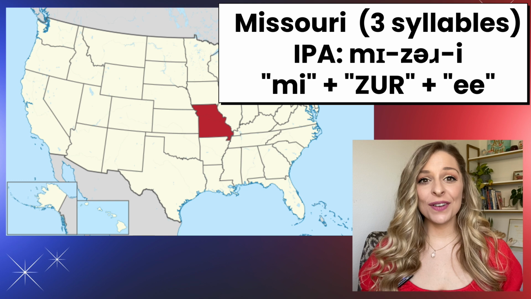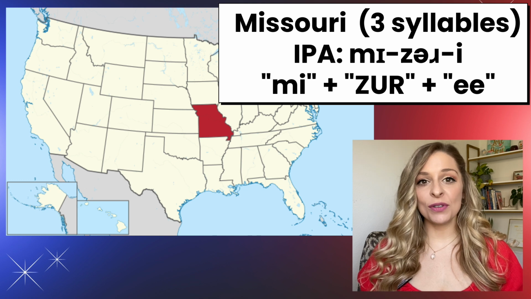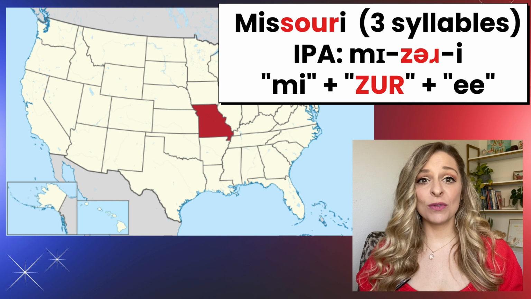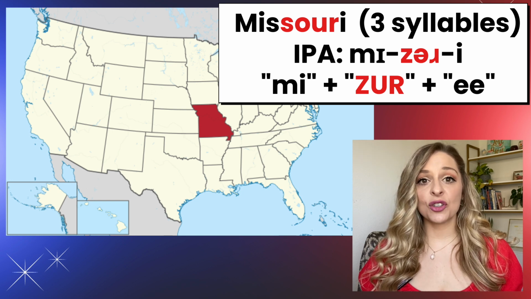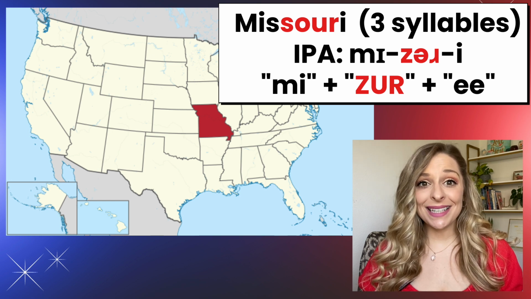Number 25, Missouri, Missouri. This word is three syllables. We stress the second syllable. And the second syllable is probably the hardest part of this word. The two S's actually form to make a voiced consonant sound or a Z sound.